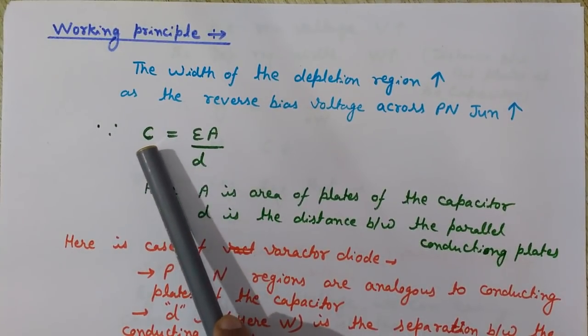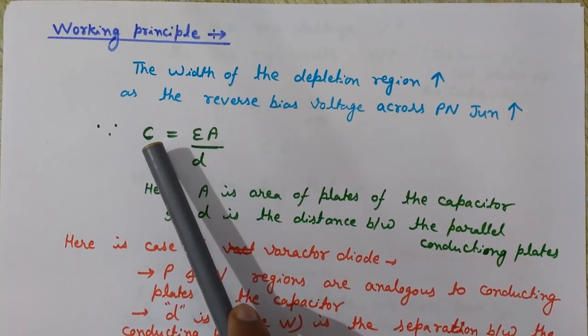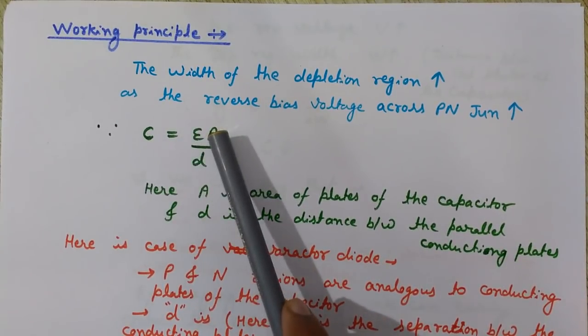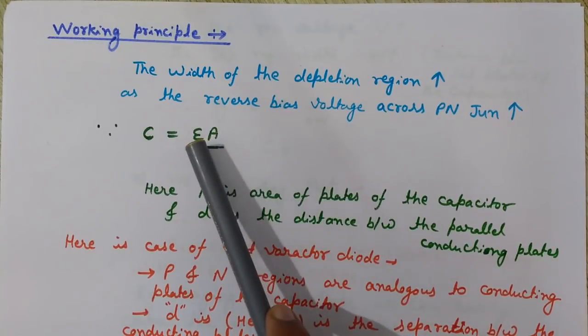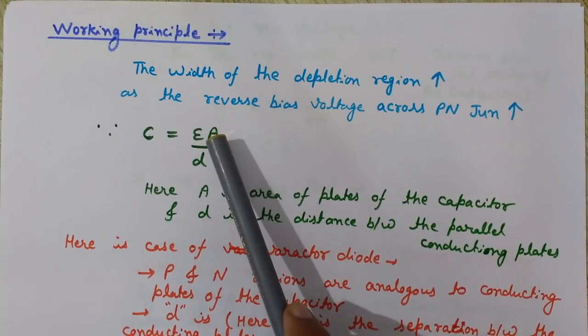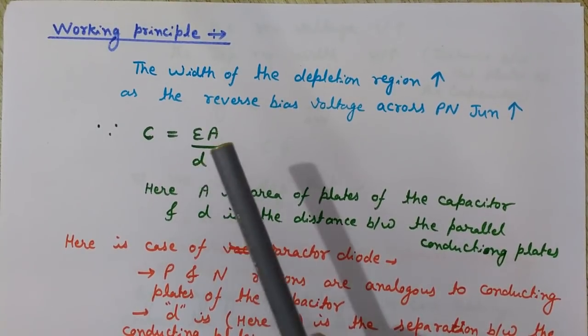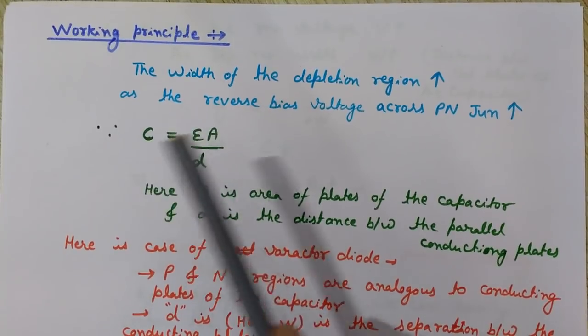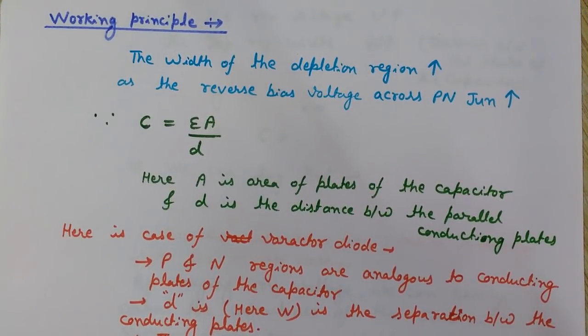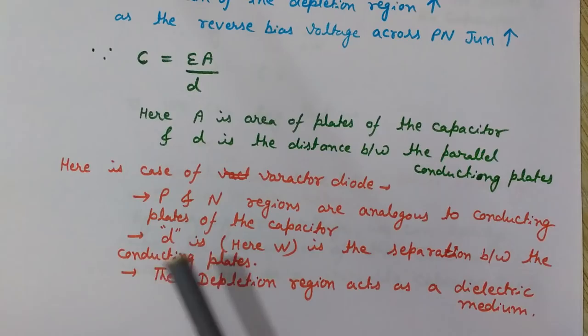We know by the formula of capacitance of a parallel plate capacitor that C equals epsilon into A by d. Epsilon is the permittivity of the medium, A is the area of the plates of the parallel plate capacitor, d is the distance between the plates, and C is obviously the capacitance. So now we will see how the varactor diode here is acting as a variable capacitor. In case of a varactor diode, the P and N regions are analogous to conducting plates of the capacitor.